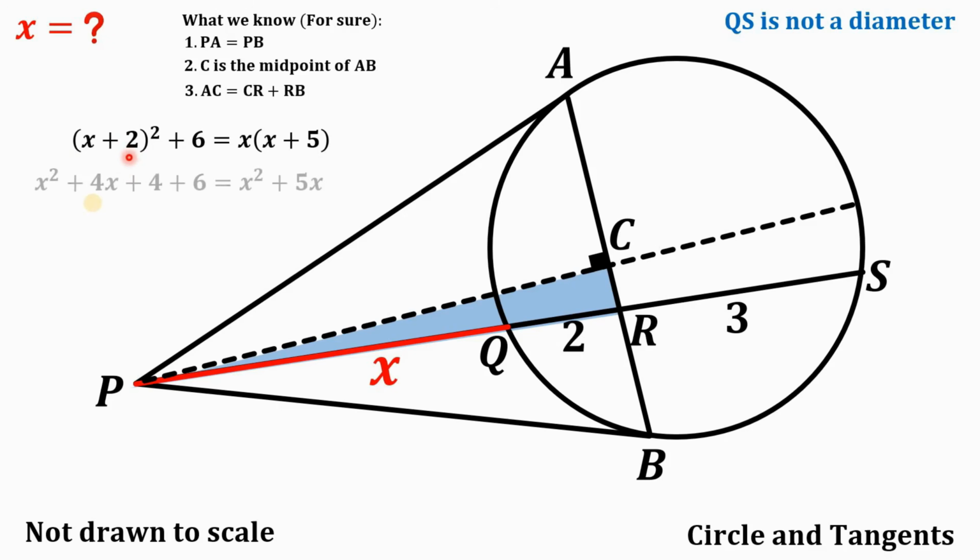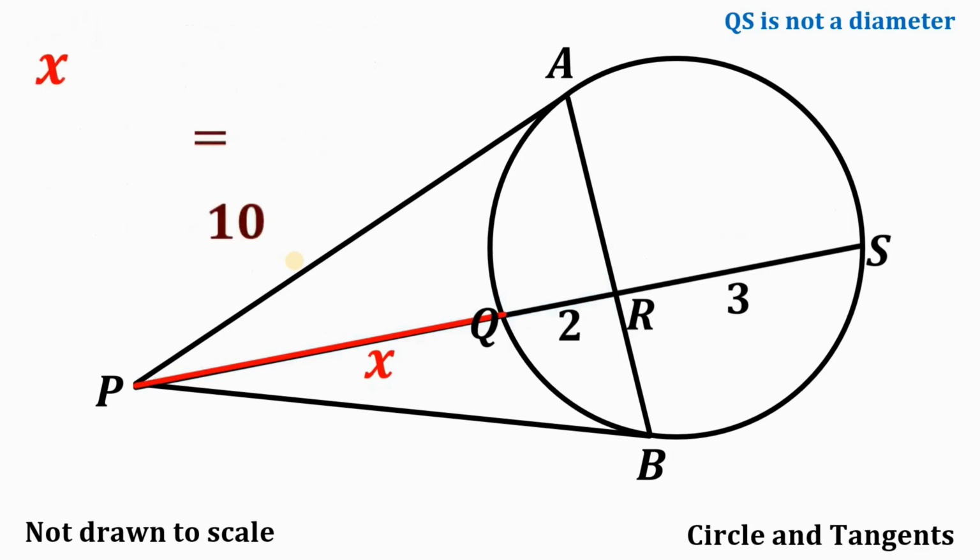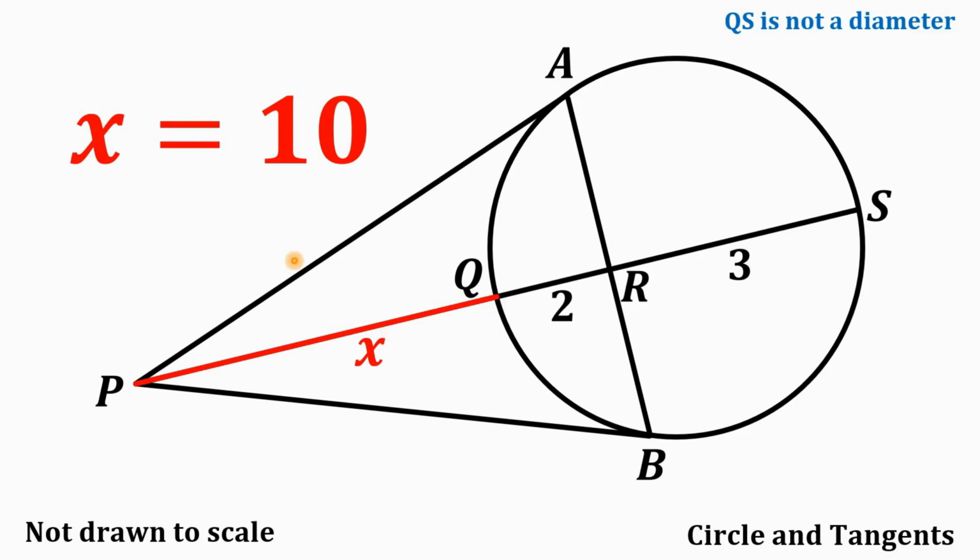Simplify (x plus 2) squared. This is x squared plus 4x plus 4. And multiply x to (x plus 5). We have x squared plus 5x. Subtract x squared on both sides. So these are 0. So we have 4x plus 4 plus 6 equals 5x. Subtract 4x on both sides and add 4 and 6. We get that x equals 10. And that is our answer to this question.